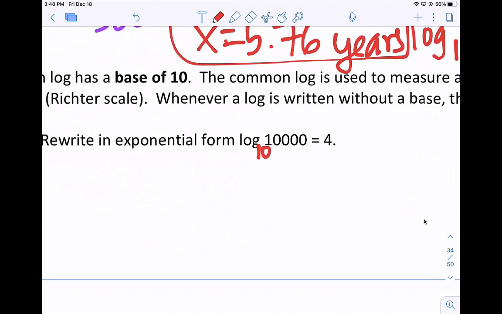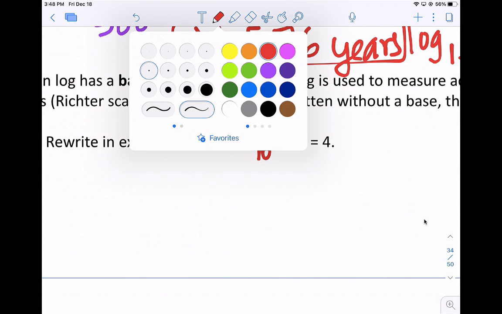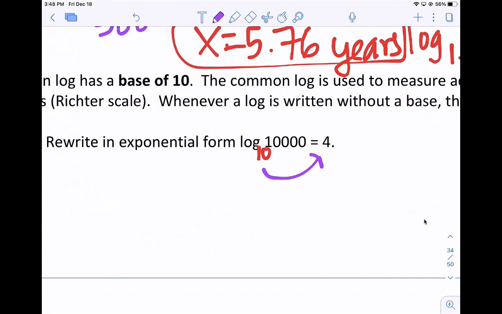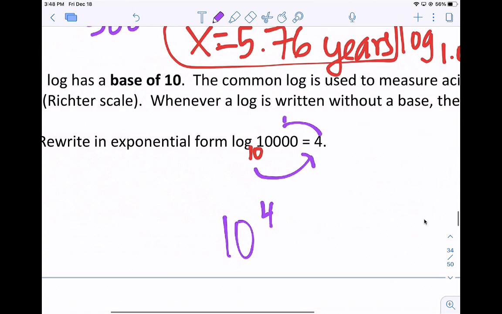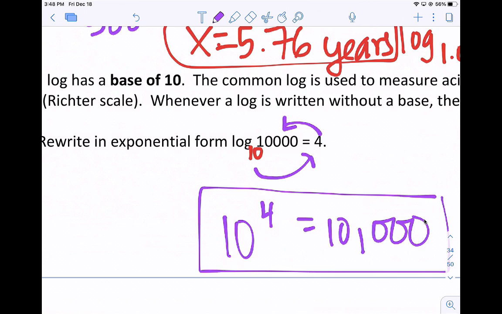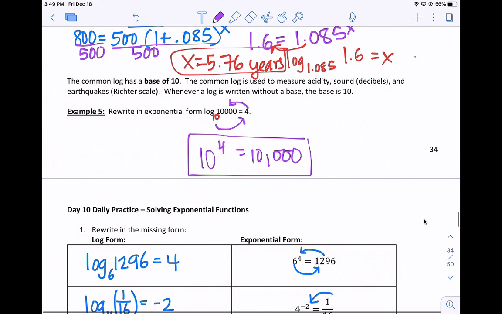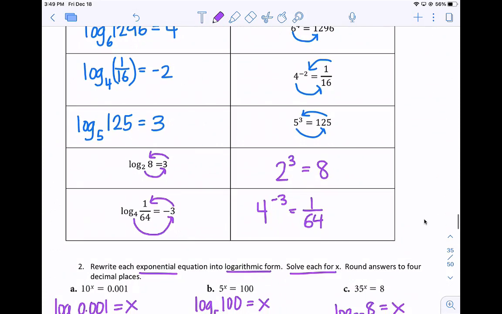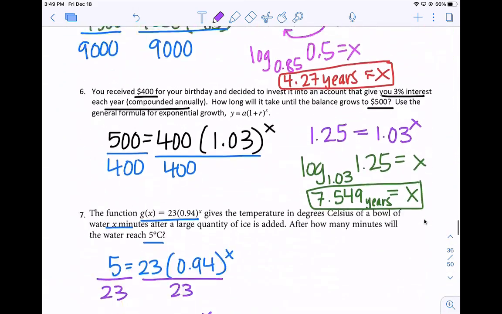So when you see this problem, you can put a little 10 there, and then we can change it to exponential form. So base 10, the exponent's 4, equals 10,000. And that would be how to change your log form to exponential. So again, when you don't see the base, it's base 10. All right, so your assignments for the next 2 pages, it is switching forms and then actually trying to use logs to solve.